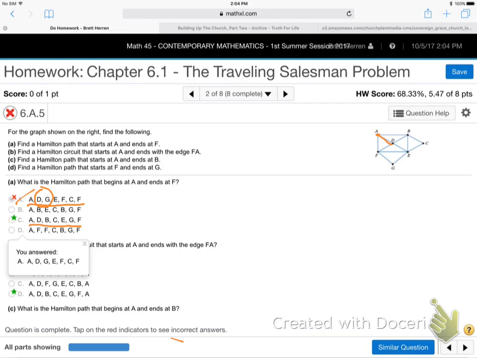Good? Good enough? I think this will be easy for you. Hamilton just hits every city only once. All right. So if you're okay with that, I'm going to move on.